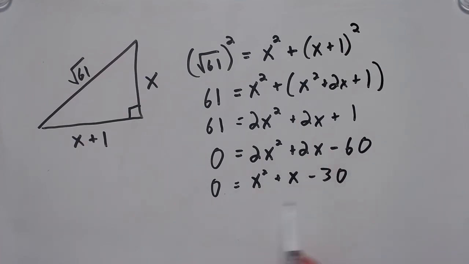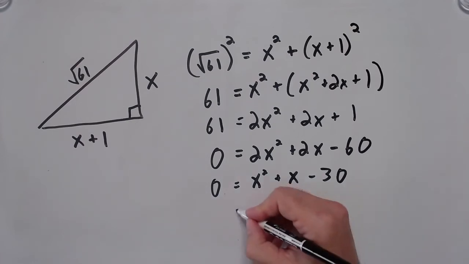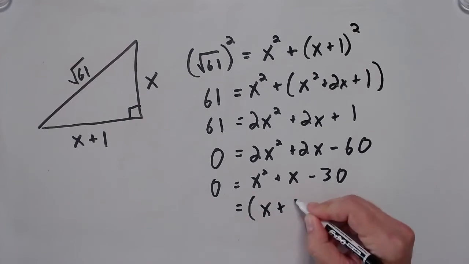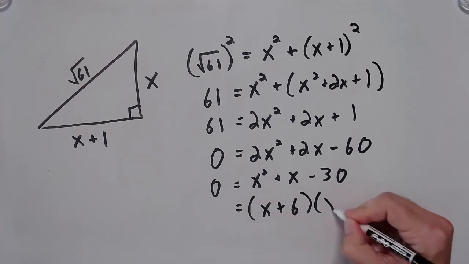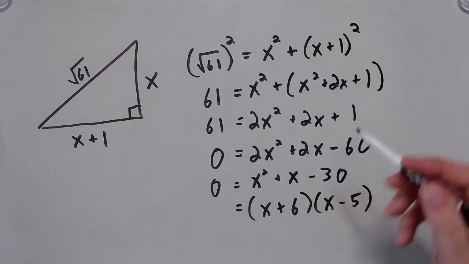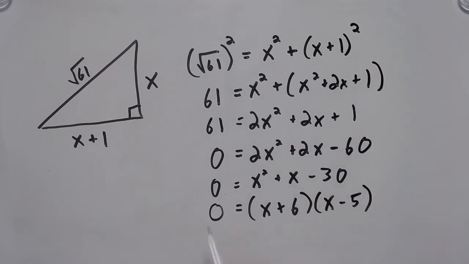Okay, so we're getting close here. If we look at this, this is something that we can factor. This factors into x plus 6 times x minus 5. Sorry for all the algebra, but this is a good example. So we have this is equal to 0. So remember, you have two things being multiplied that equal 0. So that means that this has to equal 0 or this has to equal 0.